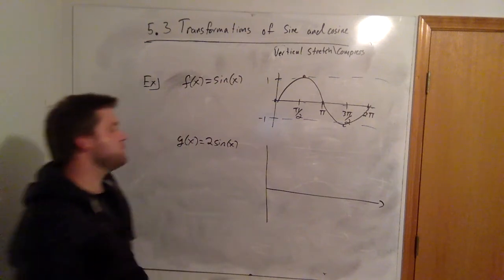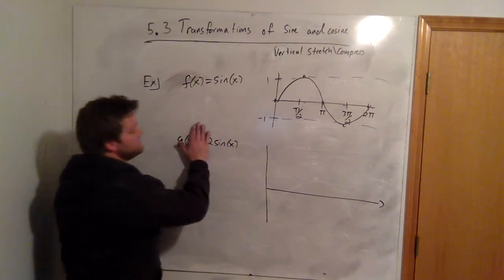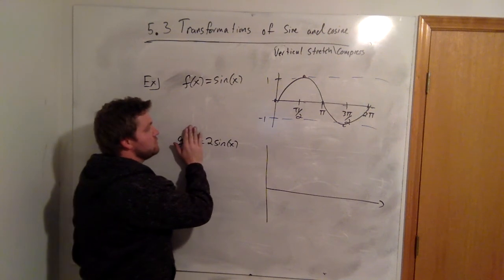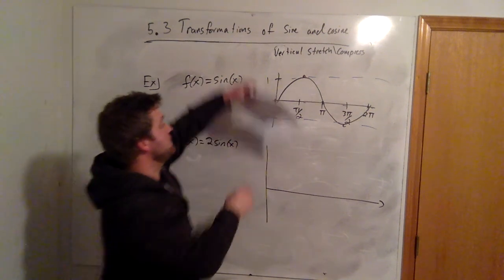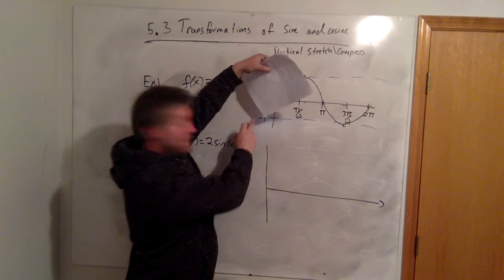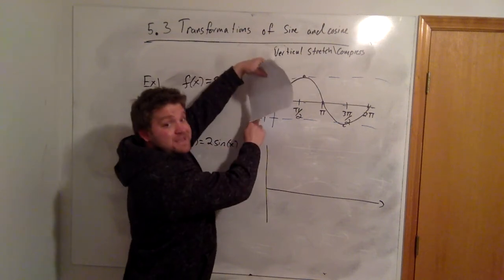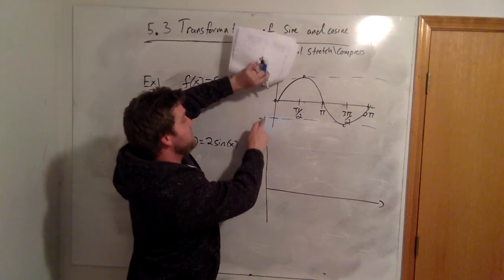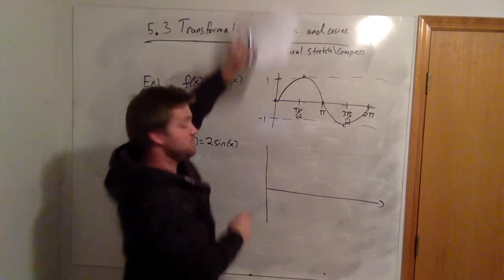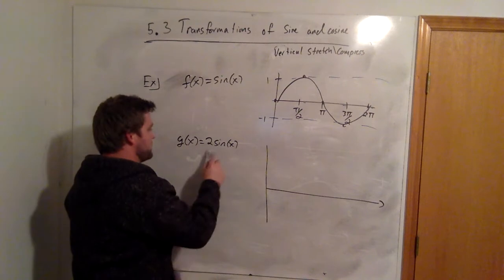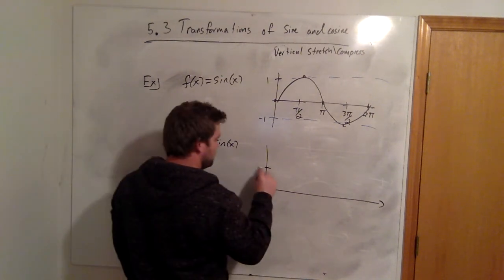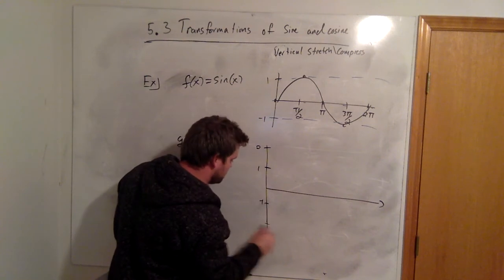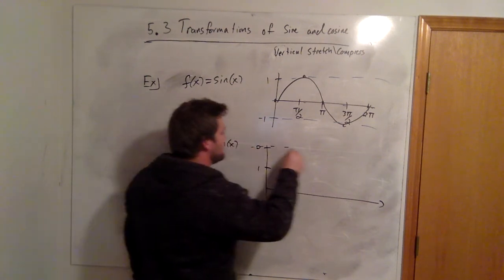Well, I hope you believe that what's happening is I'm taking all my outputs of sine and I'm multiplying them by 2. So that's actually going to stretch my graph. If I multiply everything by 2, that's going to increase my amplitude. That's going to make my amplitude go from 1 to negative 1 to 2 to negative 2. So multiplying the outside of the function by 2 is going to change my amplitude.